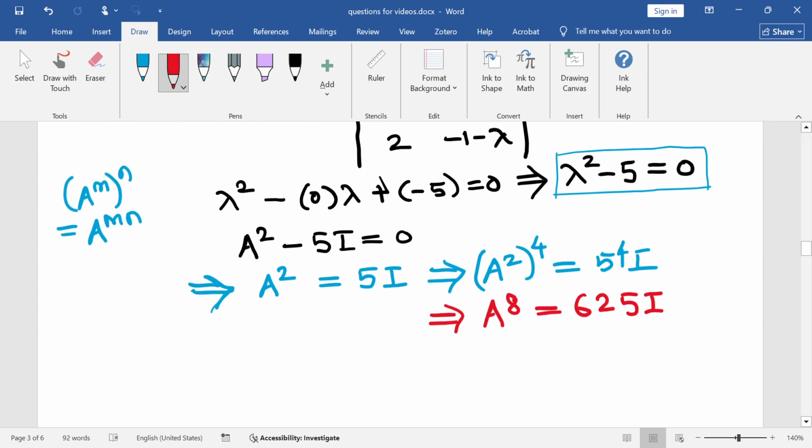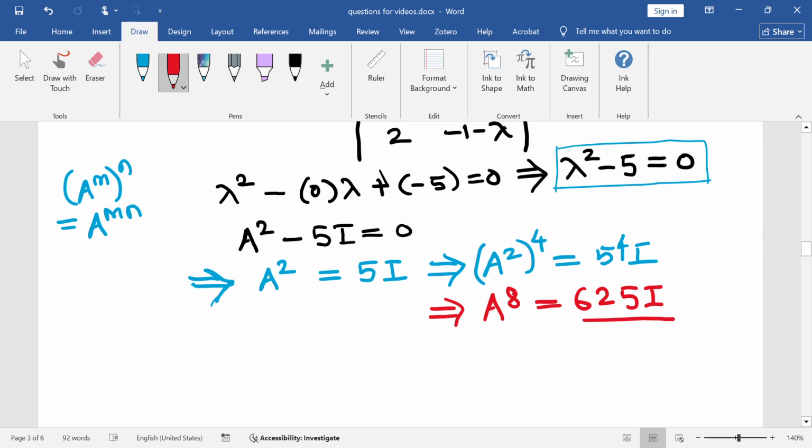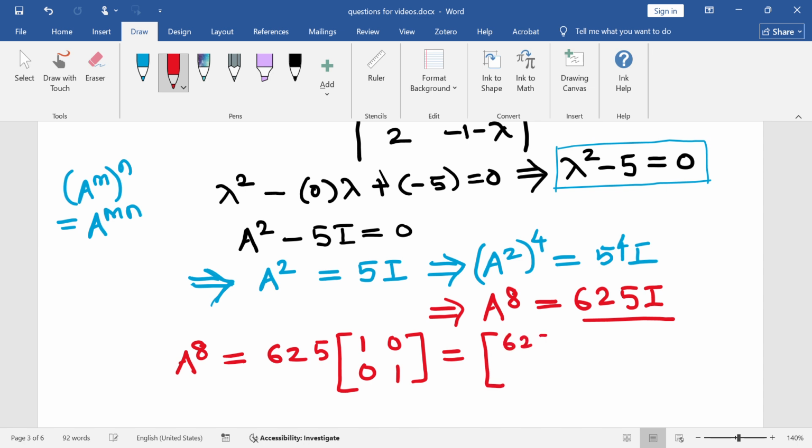Now if you want, you can express this in matrix form. That means you can write A raised to 8 equals 625 into the unit matrix 1 0 0 1, and this will give us the matrix 625 0, 0 625, as we are multiplying 625 inside. So there are two ways to express this answer. Either you can write it like this, or you can write it in matrix form by just multiplying 625 with the identity matrix.